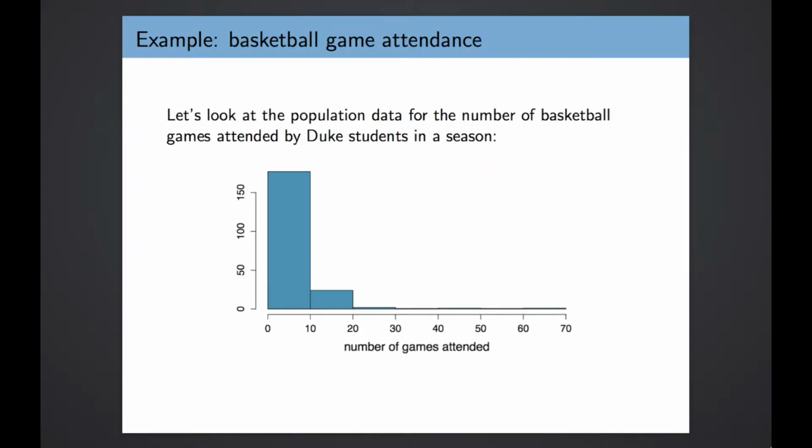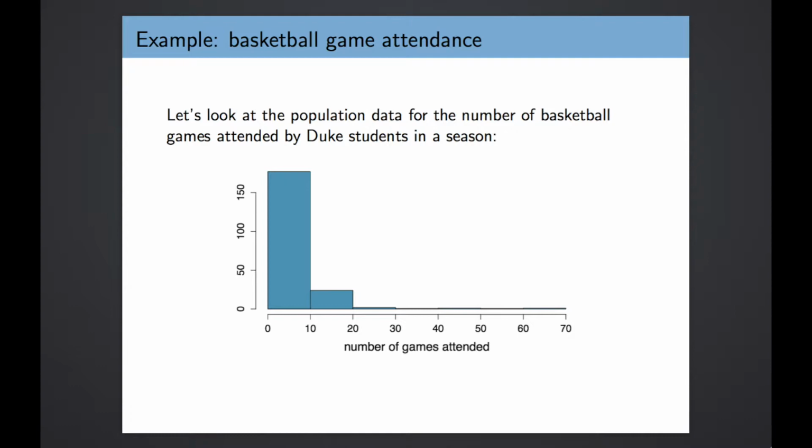We're going to be looking at some example data about how many basketball games in a season Duke students attended. This is capped at around 30, which is the number of basketball games in the NCAA season, and this histogram shows us how many games Duke students attended. So the bulk of students attended between 0 and 10 games. Some students attended between 10 and 20, and very few students attended between 20 and 30 games.